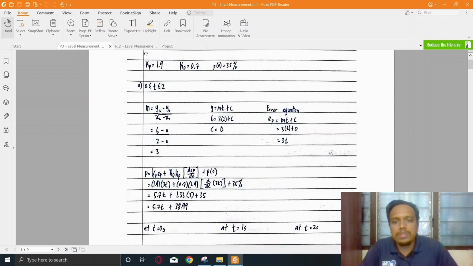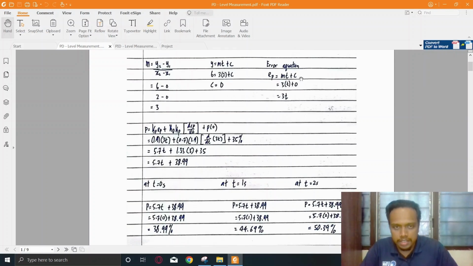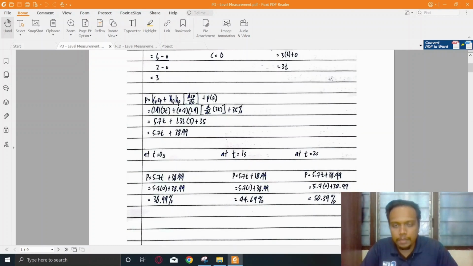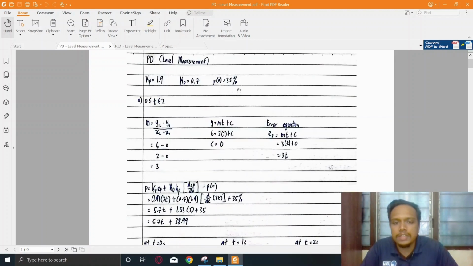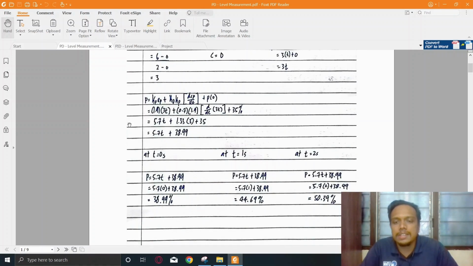Now since we already found EP, we can use this formula: P equal to Kp times EP plus Kd times Kp times the derivative of the error equation plus PO. Then we just have to substitute all the values given to us and the value we found, which is EP. You will get this equation, which is 5.70t plus 38.99.